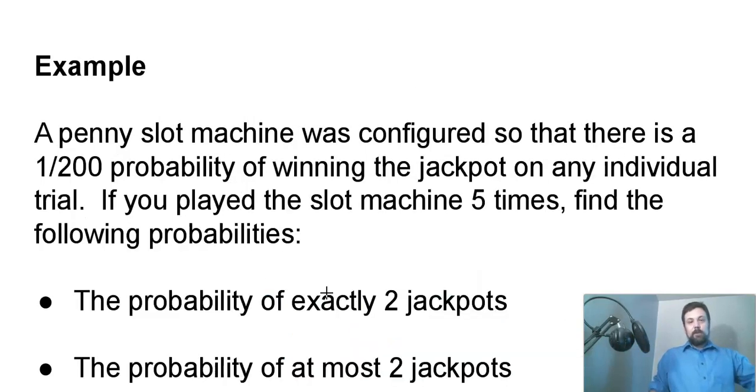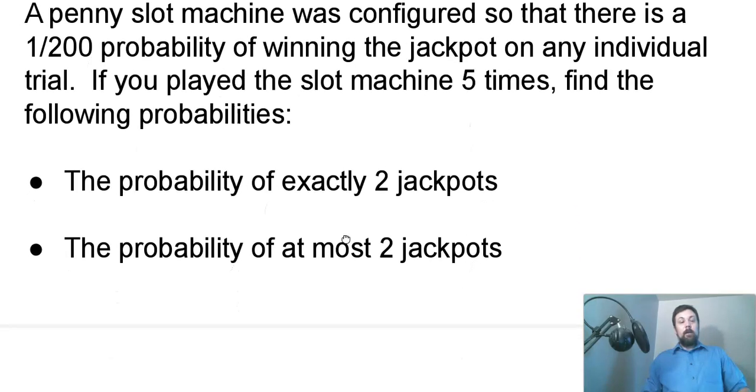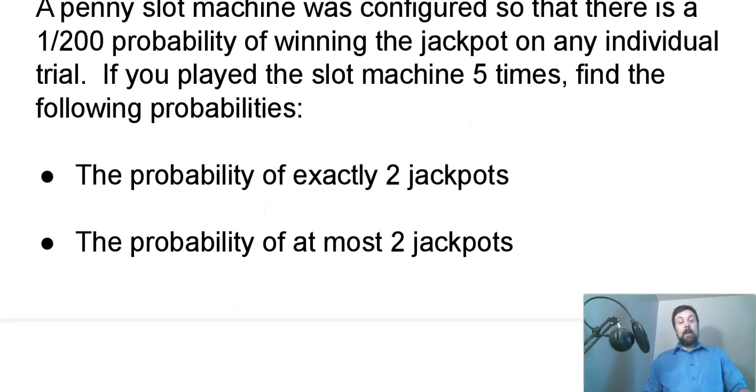Okay, so here we have some actual background information, which makes this problem a little more interesting. A penny slot machine was configured so that there is a 1 in 200 probability of winning the jackpot on any individual trial. So any one time somebody uses the slot machine, they have a 1 in 200 chance of winning the jackpot. If you play the slot machine 5 times, find the following probabilities. Find the probability of exactly 2 jackpots out of the 5 times that you play. What's the chance that you would hit the jackpot exactly twice, right?